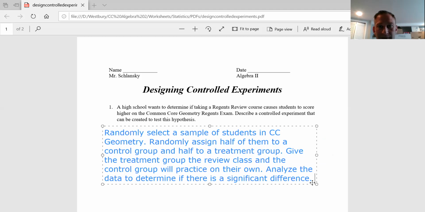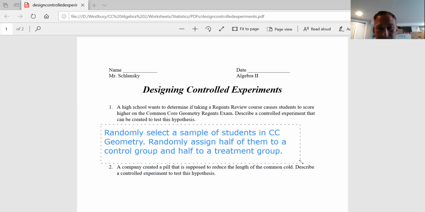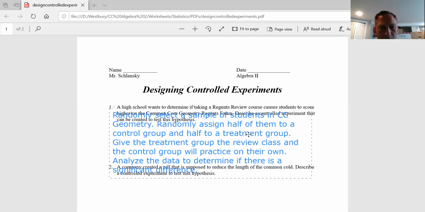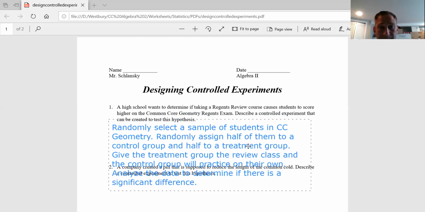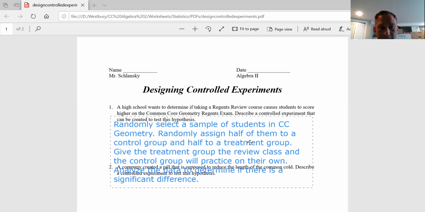It would be nice if I can make this text a little bit smaller so we could actually see it. Let's see if I can figure out how to do that. Nope, can't figure out how to do that. So that's fine. Okay. Let's take a look at the next example.